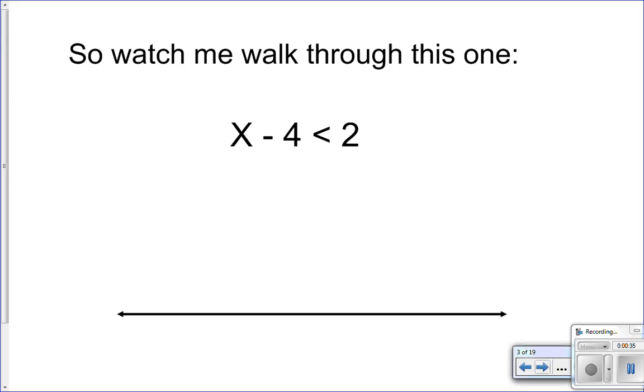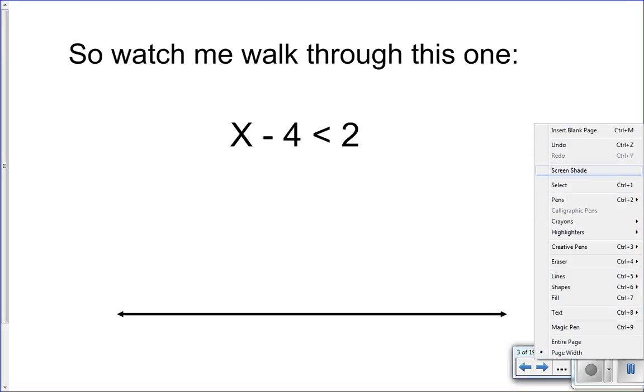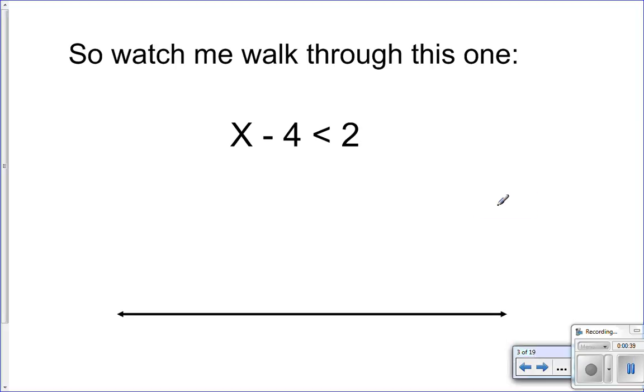So watch me walk through this one. So now the inequality, x minus 4 is less than 2. Just like when you have to solve an equation, you want to get x, your variable, all by itself. So right now I have x minus 4. Well, in order to get x all by itself, I'm going to add 4 to both sides. And I get x is less than 6.